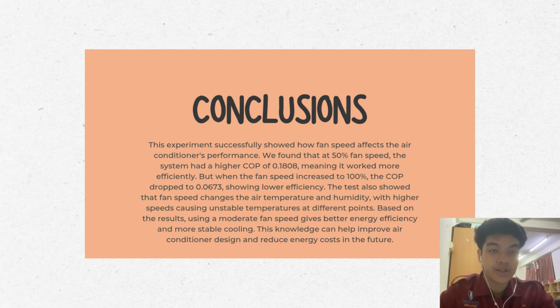The test also showed that fan speed changed the air temperature and humidity, with higher speed causing unstable temperatures and humidity at different points. Based on the results, using a moderate fan speed gives better energy efficiency and more stable cooling. This knowledge can help improve air conditioner design and reduce energy cost in the future.